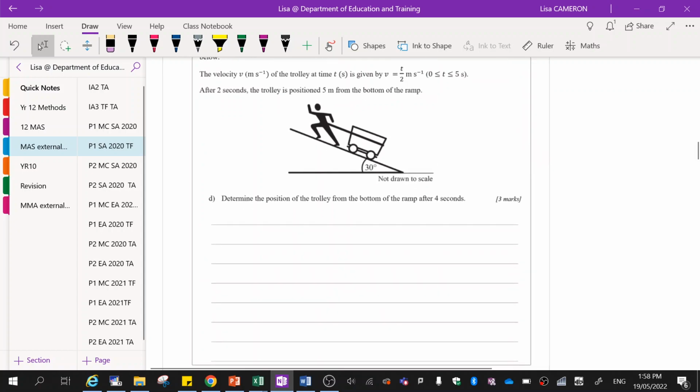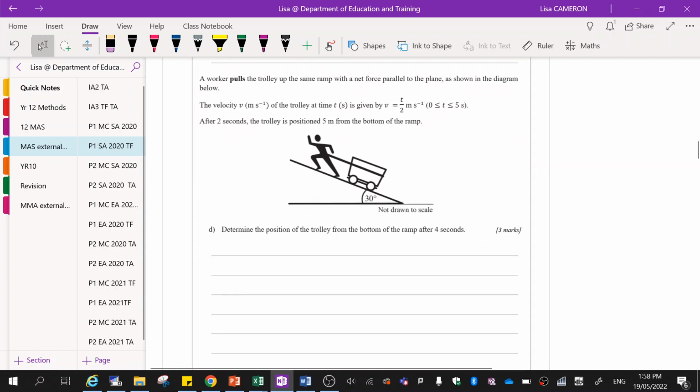Okay, so last one. A worker pulls the trolley up the same ramp with the net force parallel to the plane. I'm going to not read this. All right, so just look here. There's velocity. We're going to use velocity. We're going to use time as 2 seconds.